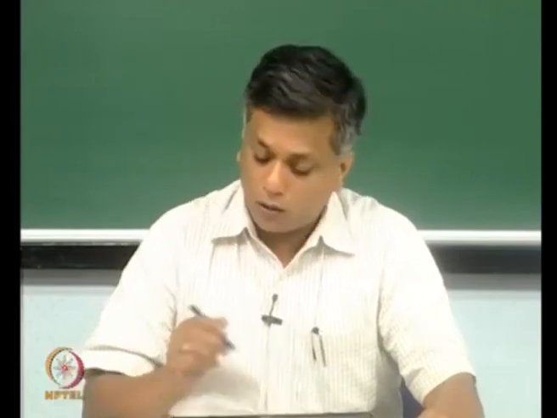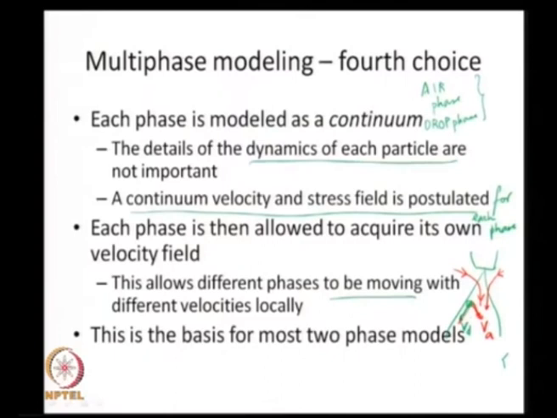In our locally homogeneous flow assumption underlying the mixture model, we are not going to be able to capture these two distinct velocity fields, we are only going to get a mixture level velocity field which may look like that.